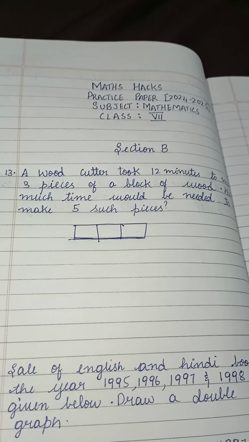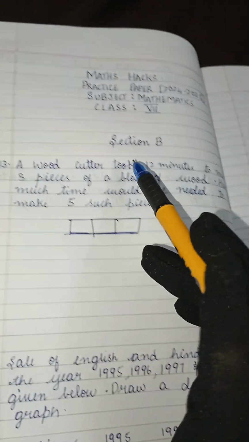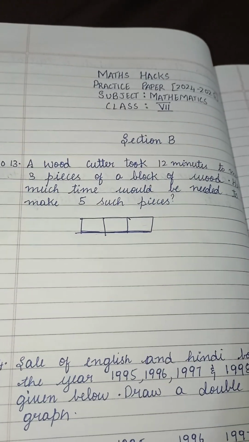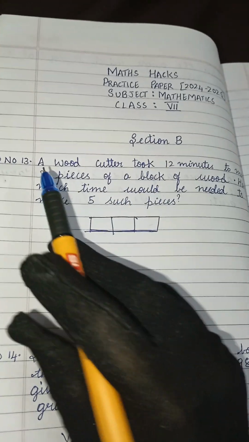So today we will solve the second part of the practice paper of class 7th. We have solved section A, that is MCQ, in the previous video. So let us solve the second part of the question paper. So this is section B, first question here.